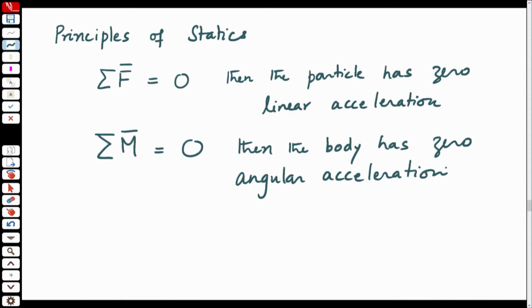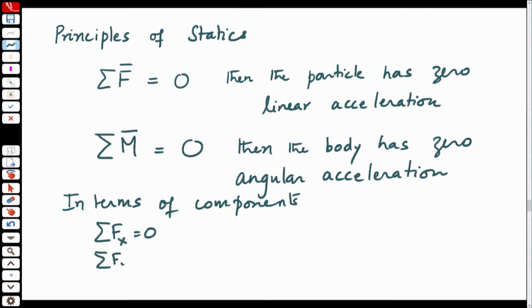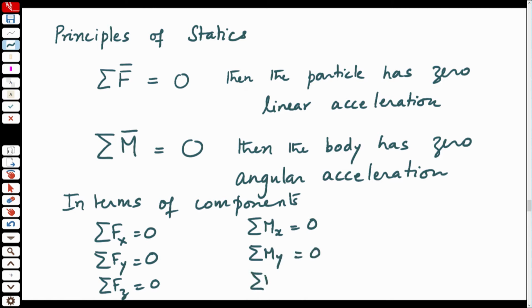Okay. So, in terms of components, typically we use a Cartesian coordinate system. In terms of components, you would have sigma Fx equal to 0, sigma Fy equal to 0, sigma Fz equal to 0, and similarly for the moments, Mx equal to 0, My equal to 0, Mz equal to 0. This is for a standard Cartesian coordinate system.